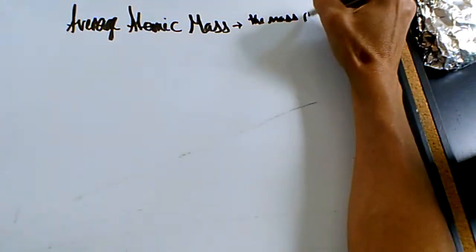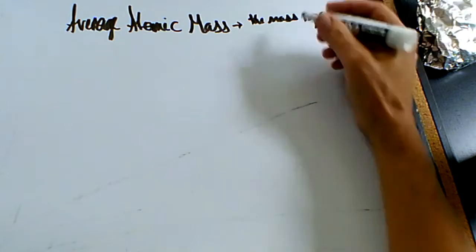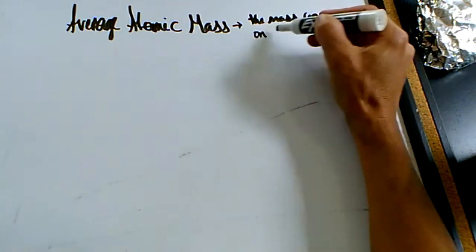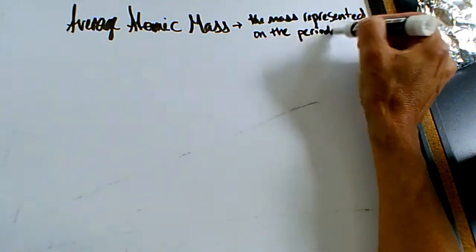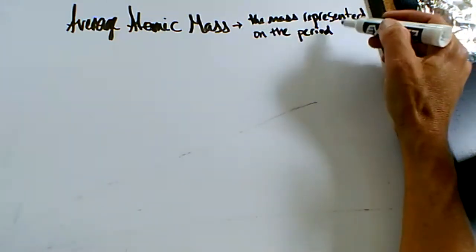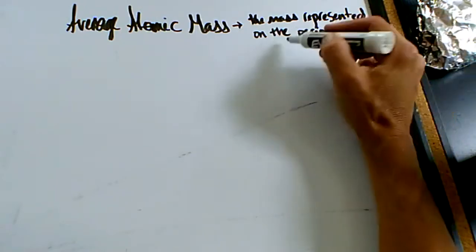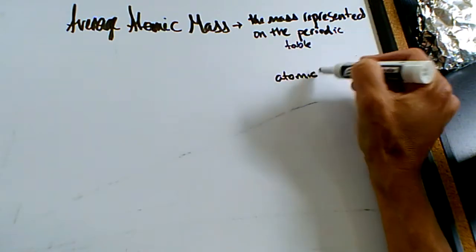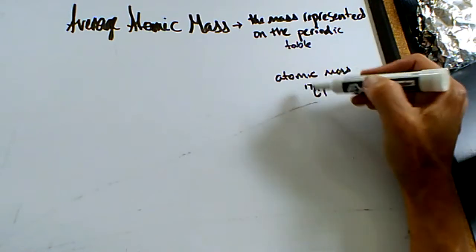Okay, so if they say mass number, they're talking about an actual particular atom or isotope. If they say average atomic mass, they're talking about the average of all the isotopes of a given element and their percent abundance. So if you see atomic mass, it's just referencing maybe the mass of that one atom.